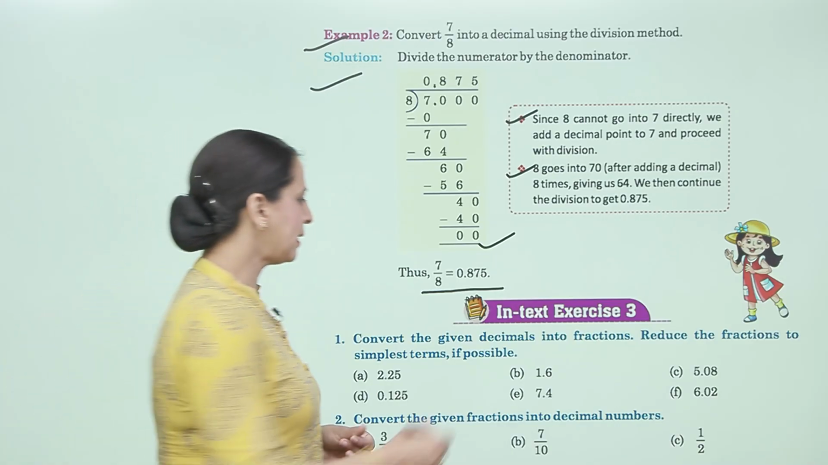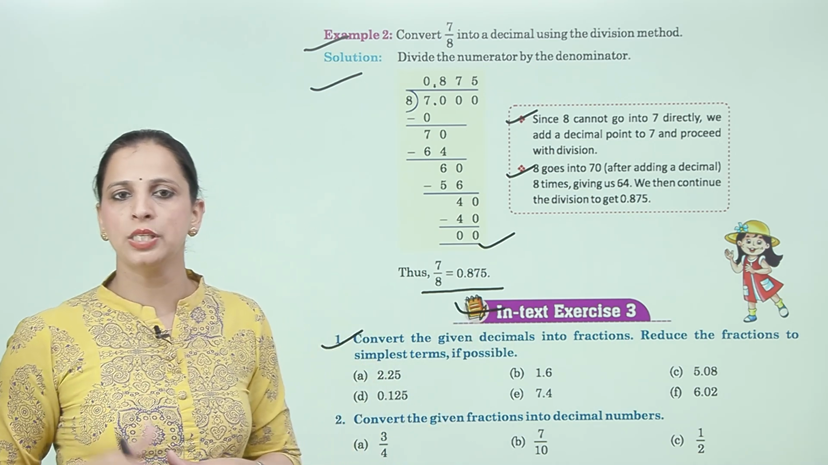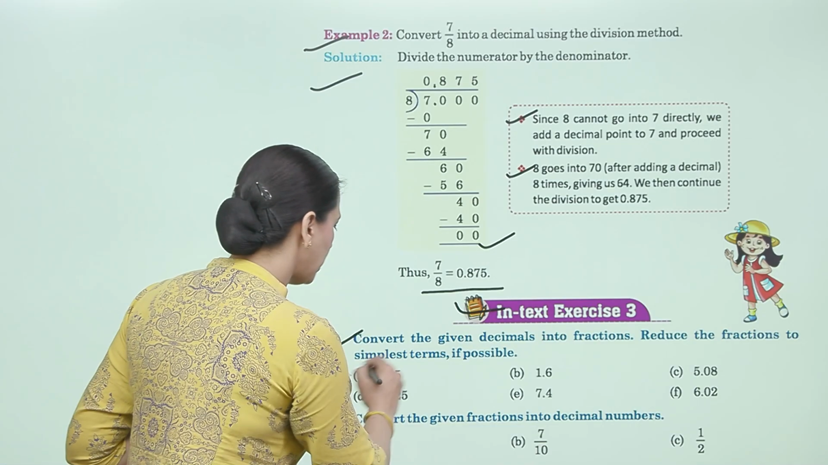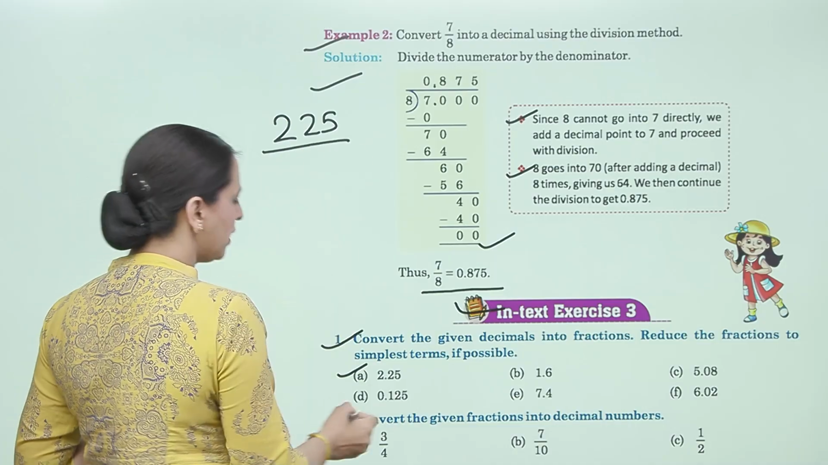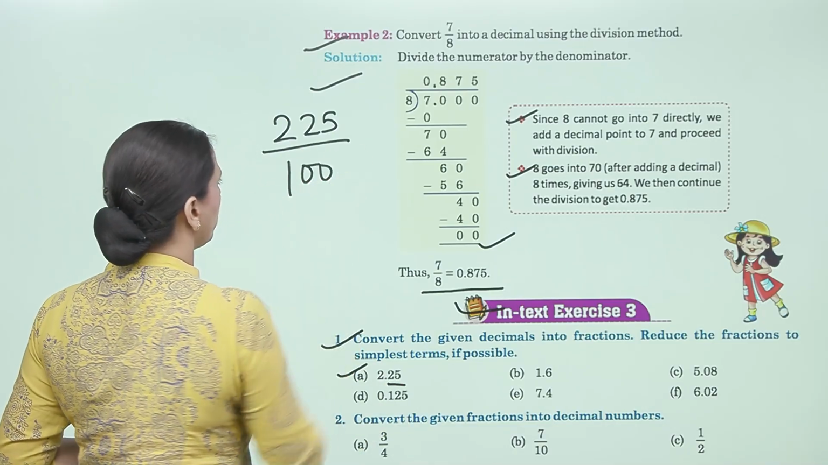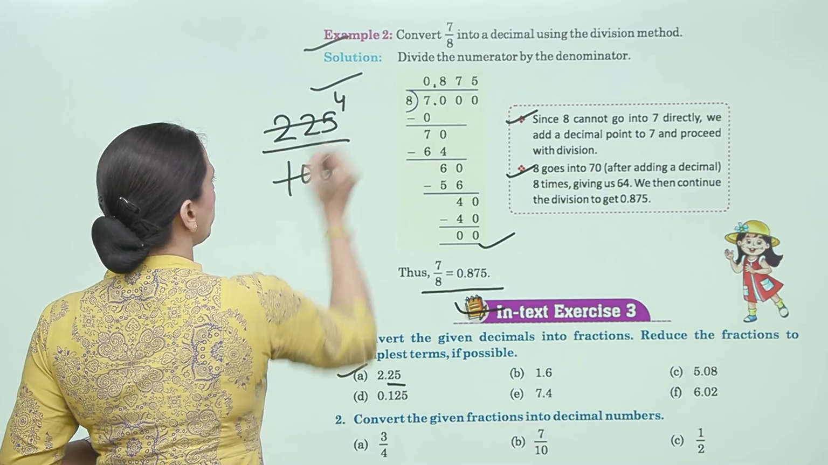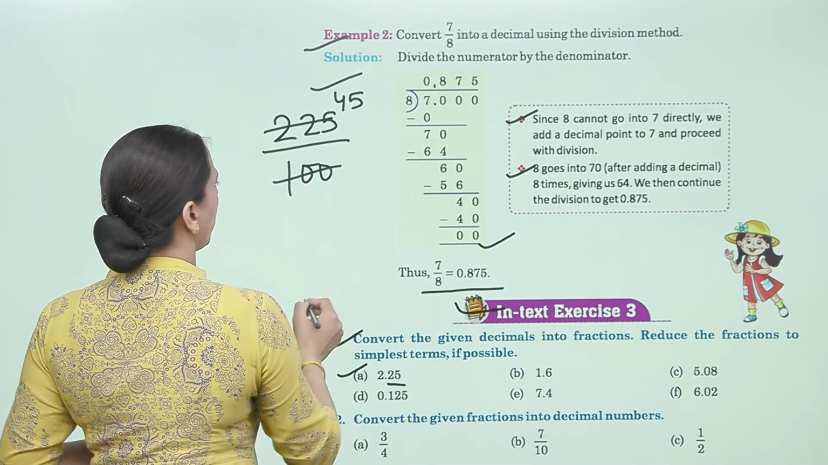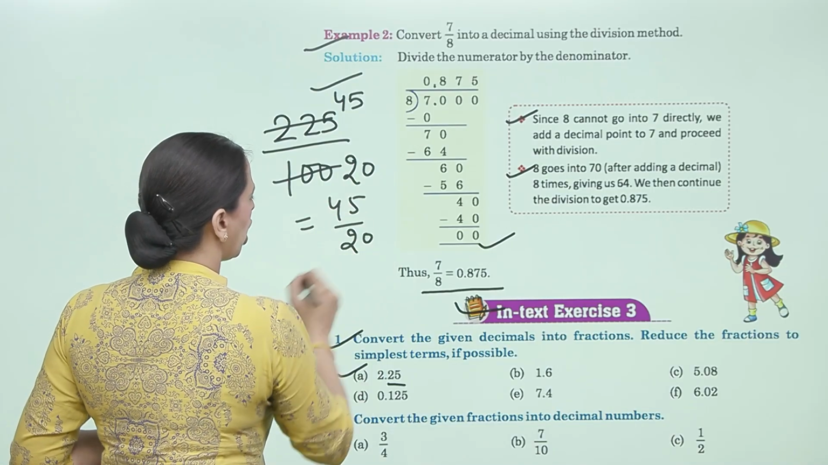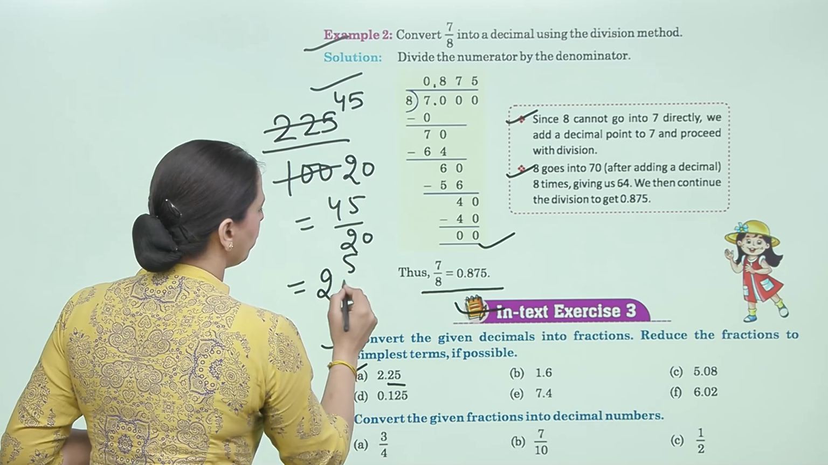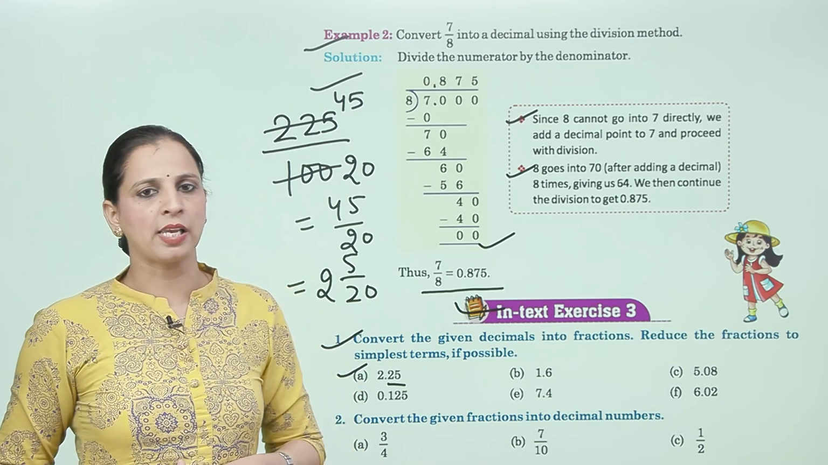Now, in Exercise 3, question number 1: convert the given decimals into fractions, and reduce the fractions to the simplest form if possible. Now part A, 2.25. So 2.25 is 225 upon, after the decimal there are 2 digits, so it becomes 100. Now divide by 5. Both are divided by 5. 5 4s are 20 and 5 5s are 25. 5 2s are 10 and 0. That becomes 45 by 20. Now 20 2s are 40 and 5 upon 20 is 9 by 4. So children, using the same method, you will try the remaining parts yourself.